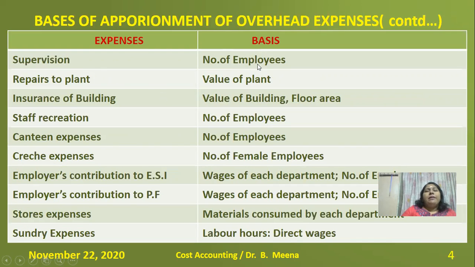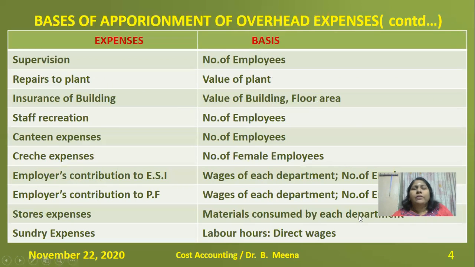Okay, then we'll have a discussion on some more expenses. Supervision, we can take the basis as number of employees. Repairs to plant, value of plant. Insurance of building, we can take the basis as value of building or the floor area. If the value of building is not available, we can rely on floor area as the basis. Staff recreation, number of employees. Canteen expenses, number of employees. Creche expenses, number of female employees.